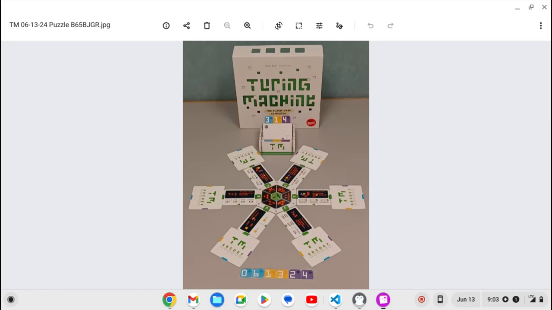Let's begin. Today's June 13th, 2024, and we're solving the Daily Turing Machine Puzzle. Today's puzzle uses 6 criteria cards and it's 6 verification cards. Let's go to turingmachine.info for the details.